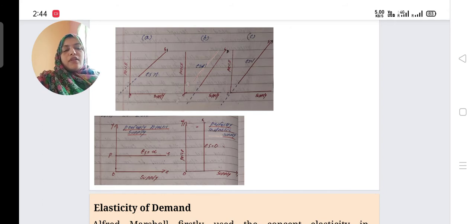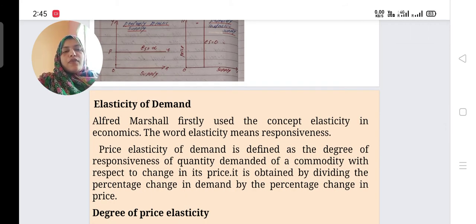Then we can also learn elasticity of demand. Alfred Marshall first used the concept of elasticity in economics. The word elasticity means responsiveness. The price elasticity of demand is defined as the degree of responsiveness of quantity demanded of a commodity with respect to change in its price. It is obtained by dividing percentage change in demand by percentage change in price.